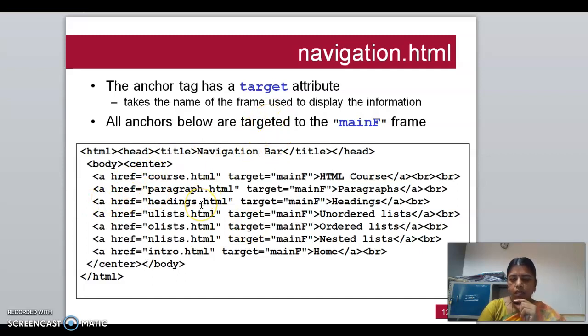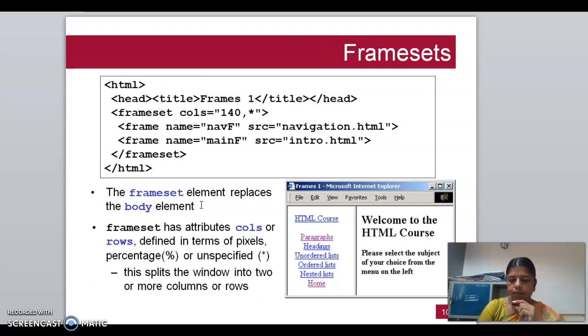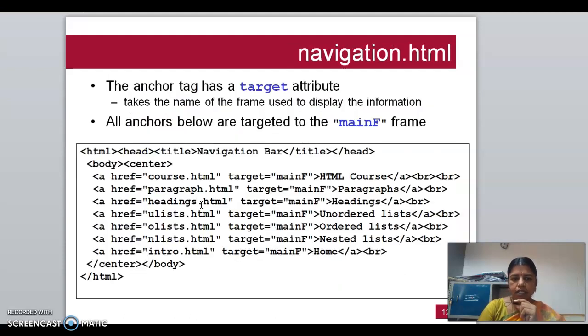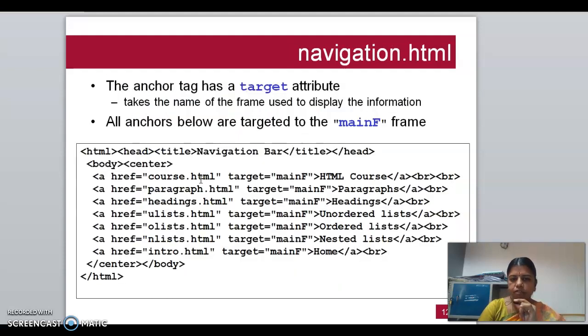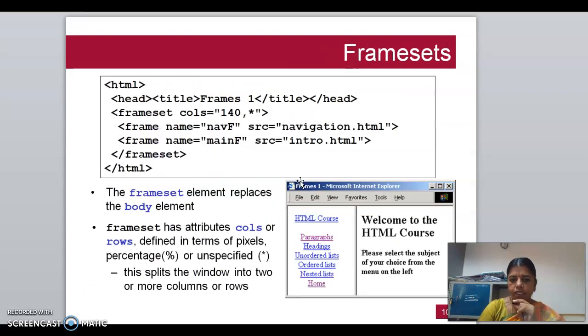Then the particular example we can see in this HTML courses. For creating that we have to use a file called HTML. We start with HTML, and in the head the title of the web page is navigation bar, and we have to make use of the anchor tag, that is course.html. If we click the HTML courses, the information will be displayed as HTML course, and the target frame is mainf. That is, this is NAVF and this is mainf. Whatever link we click in NAVF, the information will be displayed in mainf.